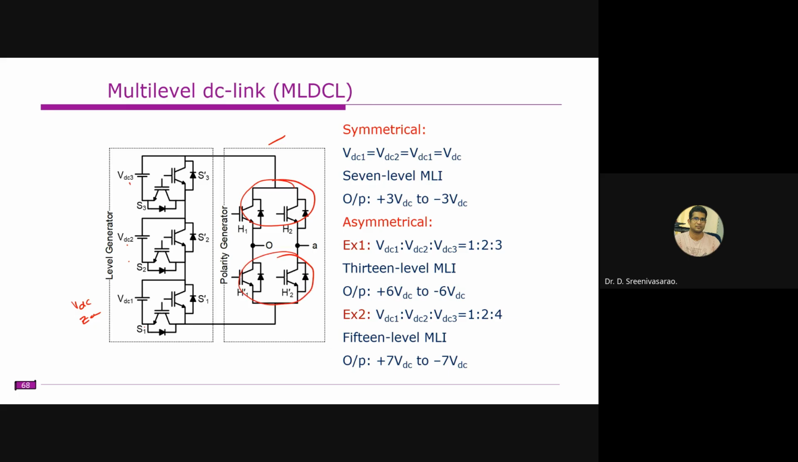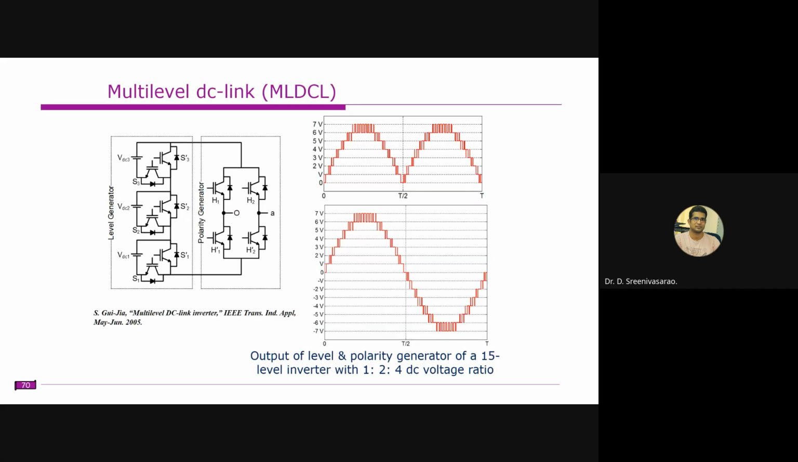That also gives you zero voltage, right? So now we got these voltages. Now this is the job of the H bridge. If you turn on these two switches, you will get the positive half cycle. If you turn on these two switches, you will get the negative half cycle. So this is how a simple MLDCL will work.